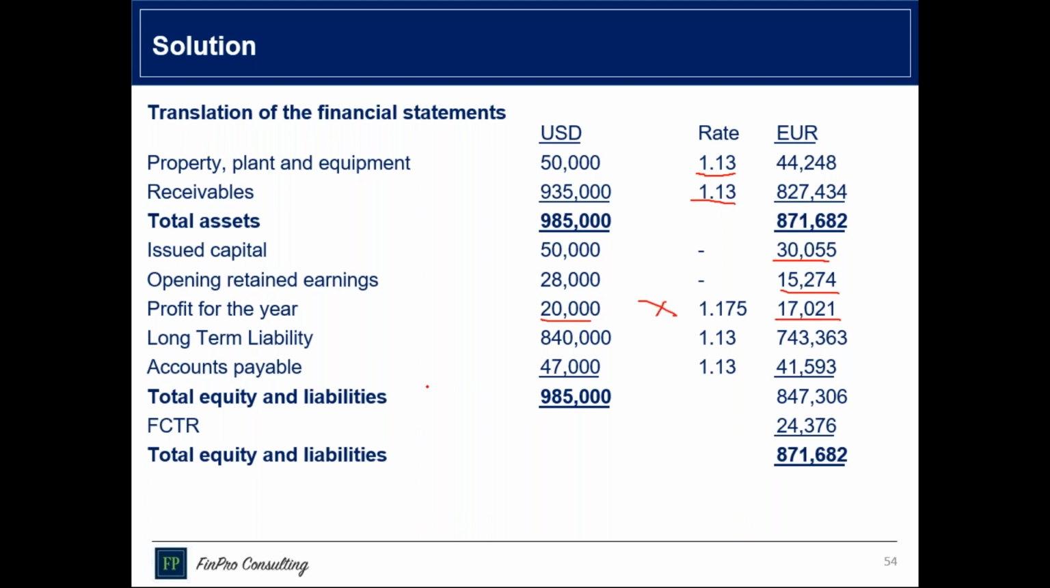Then long-term liability and accounts payable both are liability items. So that will again get converted at the closing rate. Thereby, my total of equity and liabilities is 847,306. Right? And the difference between these two will be nothing but my FCTR, which is 24,376.